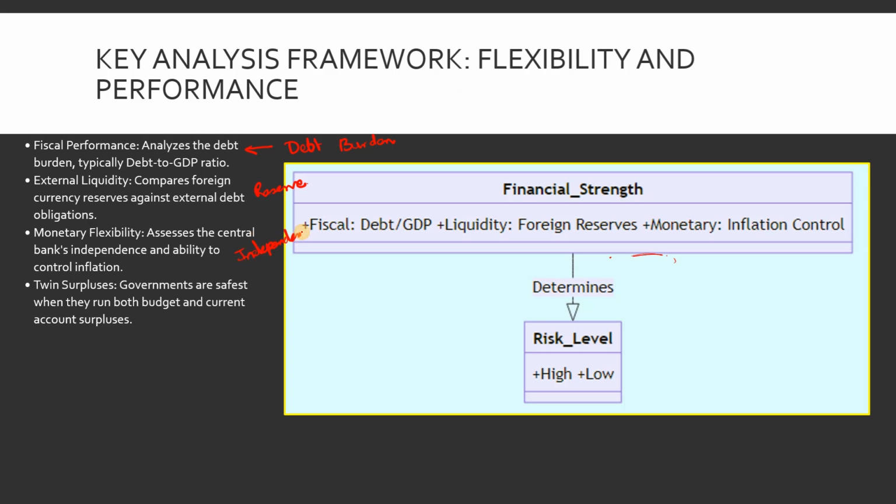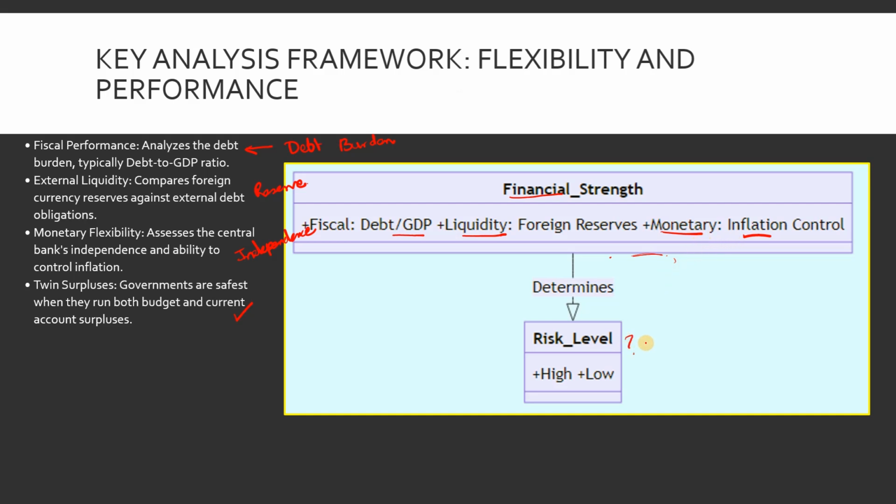Finally, we look for twin surpluses, where a government runs both a budget surplus and a current account surplus, as this represents the ultimate level of financial safety. This class diagram organizes these metrics under financial_strength. We analyze fiscal strength via debt GDP, liquidity via foreign reserves, and monetary strength through inflation control. Together, these factors determine the risk level, whether it is high or low.